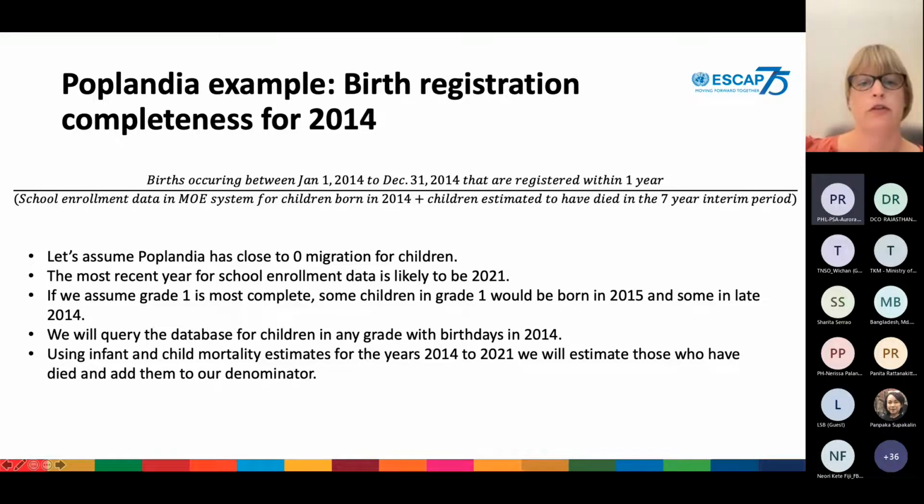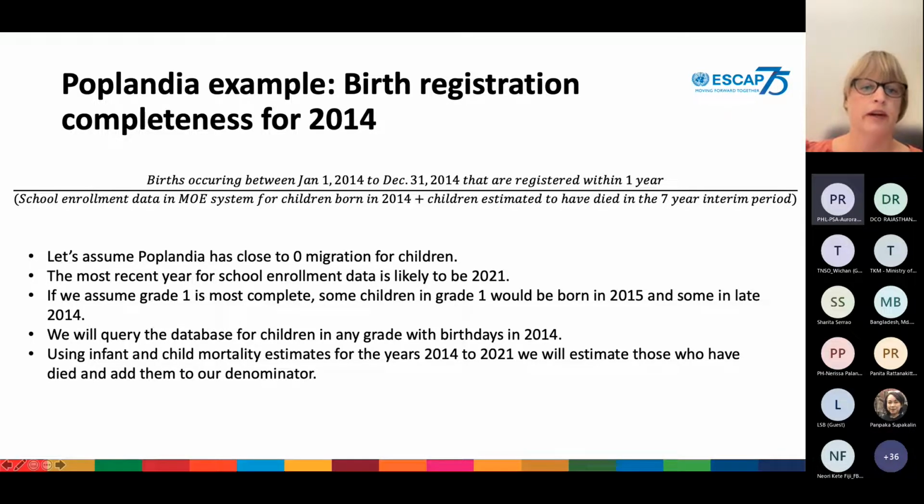So what we are going to do, we also kind of talked about, we want to query the Ministry of Education database by the birth date of the children. So we'll query by 2014. And then we're going to try to find infant and child mortality estimates for the interim years between 2014 and 2021, and to estimate the number of children who have died in that period.